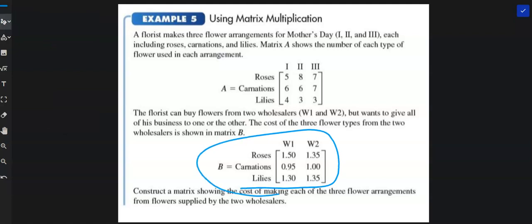So here are the prices in a format of, obviously, a 3 by 2 format, and our original matrix was a 3 by 3 format. Now, if we want to find, what they say at the bottom here is: construct a matrix showing the cost of making each of the 3 flower arrangements from flowers supplied by 2 wholesalers. Well, if you take this matrix and plug it right up here, first of all, that would satisfy the inside number rule, right? The inside dimensions 3 and 3 would qualify.